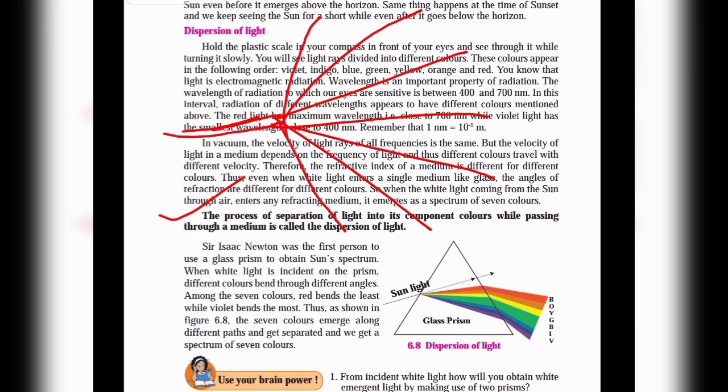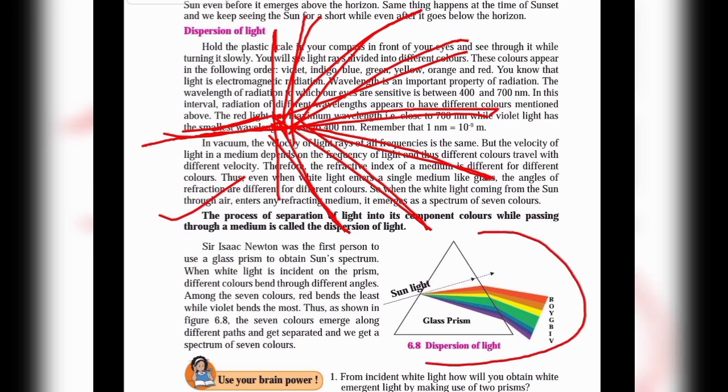The process of separation of light into its component colors while passing through a medium. Here we have to use a medium, and a single color is converted into different types of colors as shown here. Sir Isaac Newton was the first person to use a glass prism. Which scientist used this first? Isaac Newton, the first person to use the glass prism to obtain the sun's spectrum.